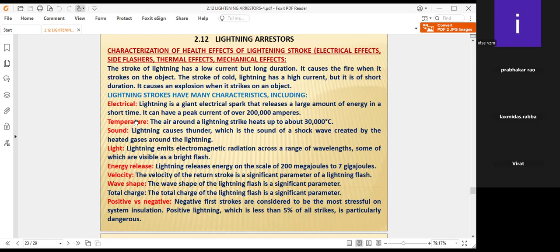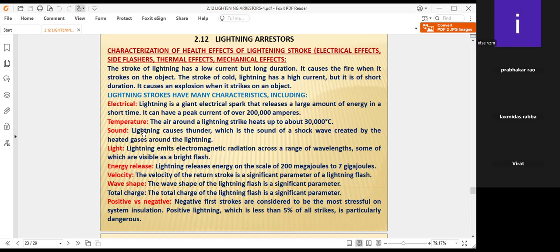Temperature: the air around lightning strikes heats up to 30,000 degrees centigrade. This is also dangerous. Lightning itself is dangerous. The type of current and the type of heat also have the intensity to damage.